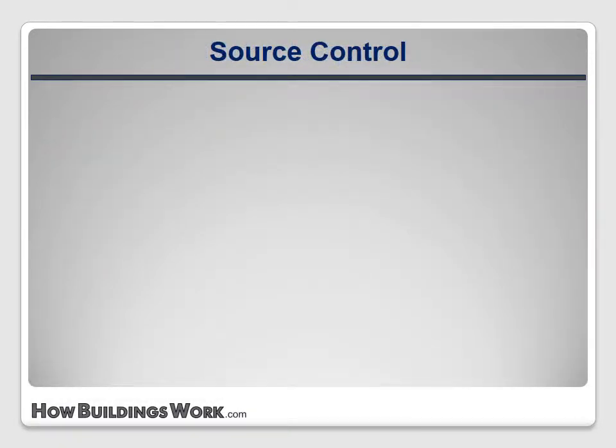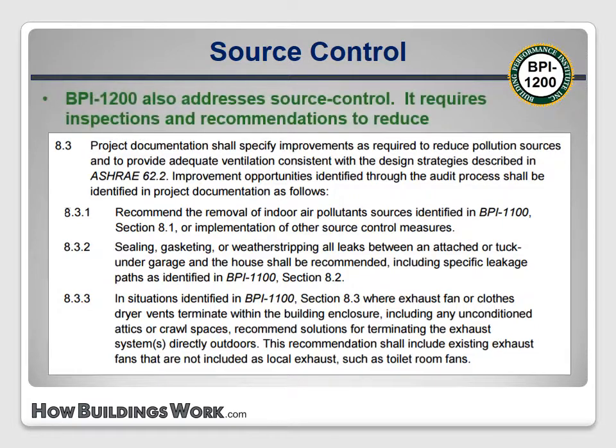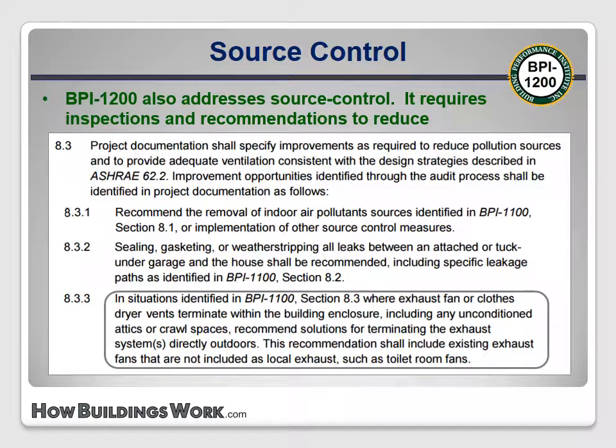The Building Analyst standard doesn't address pollutant source control, deferring it to the envelope professional standard. BPI 1200 includes a section about source control, though it refers to BPI 1100, the home energy auditing standard, for most of the details. Basically, it requires that auditors recommend removal of indoor air pollutant sources, isolation of attached garages from adjacent living spaces, and venting of all exhaust fans and clothes dryers to outdoors.